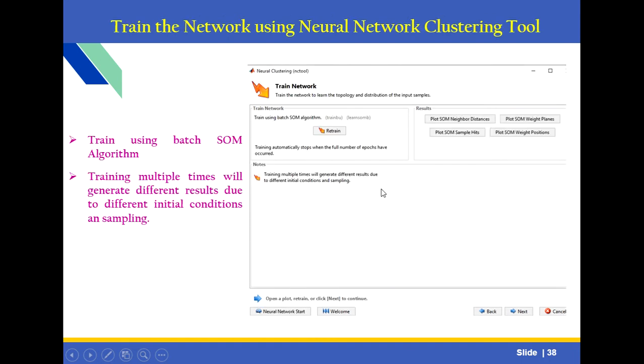Next, train the network using this neural network clustering tool. Train the network to learn the topology and distribution of the input samples. So the purpose of this training is to make the network learn the topology and distribution of the input samples. Here we train using the batch SOM algorithm. Training multiple times will generate different results due to different initial conditions and sampling. Here we have to retrain many times to get an accurate result.